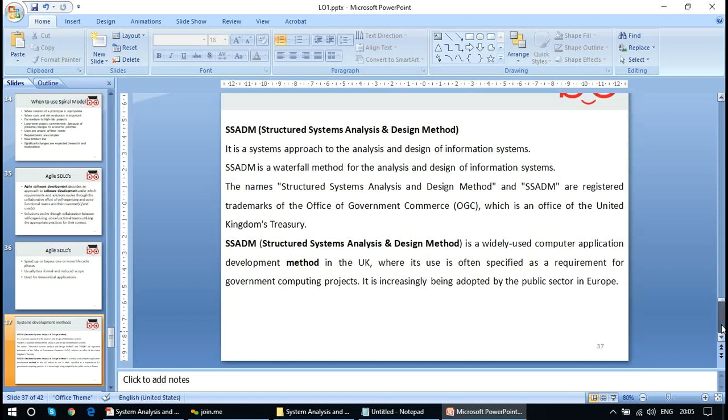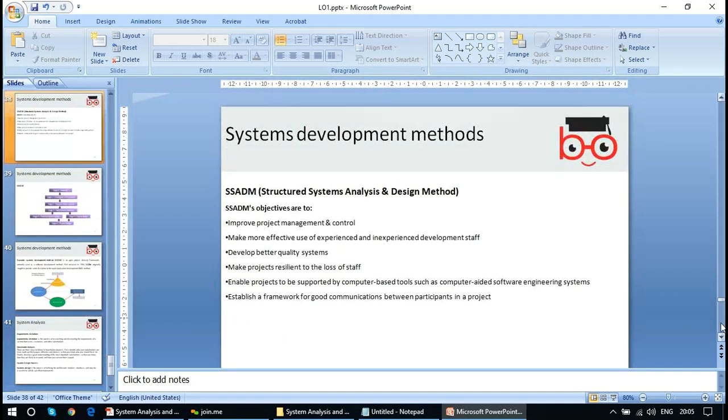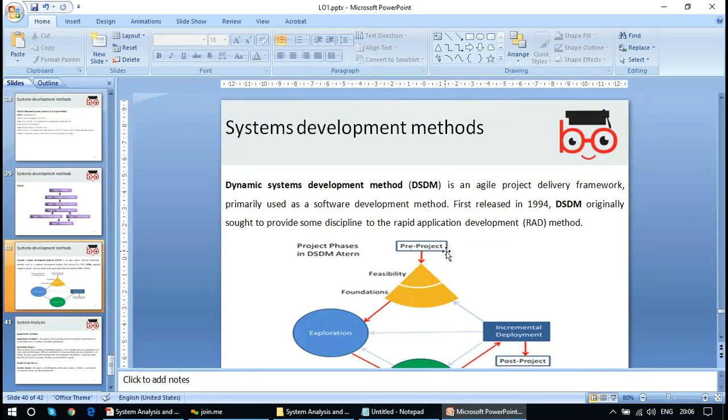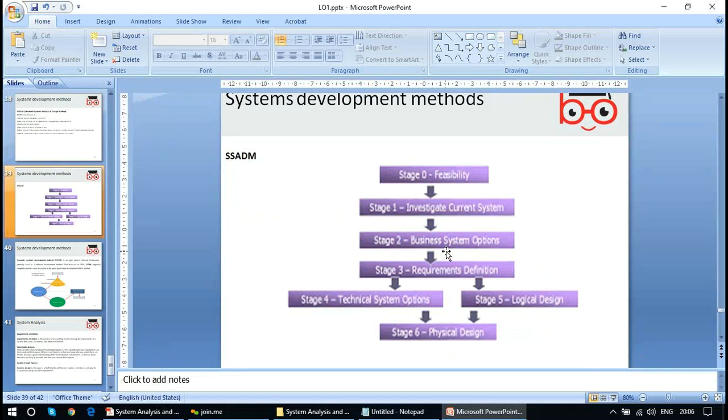The next one is SSADM, the structured system analysis and design. They go ahead with feasibility study, investigating the current system, business system options, requirement definition, technical system options, logical design, and physical design. Basically, these are the steps in structured system analysis and design, but how they go through them follows a kind of agile approach.